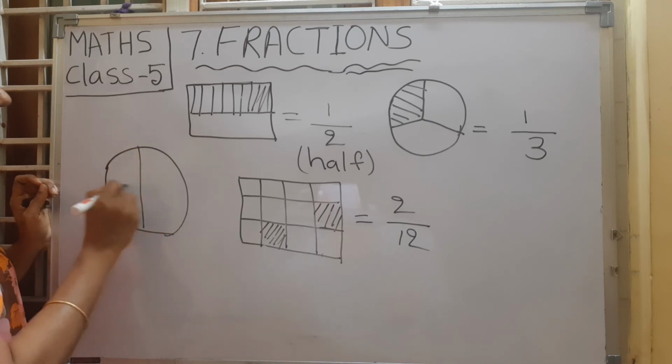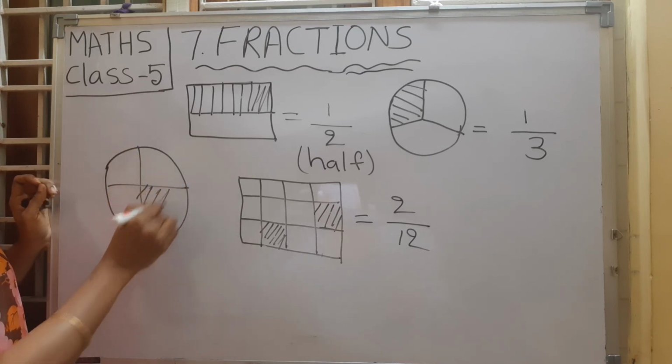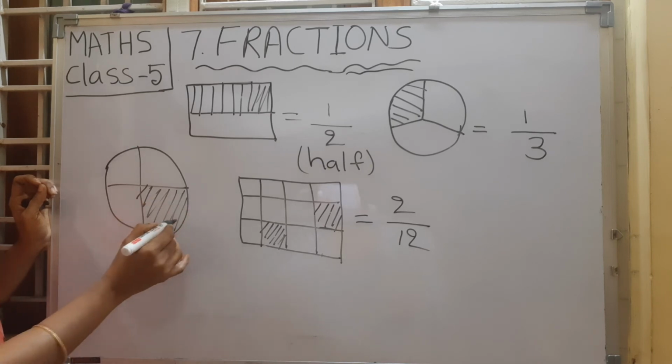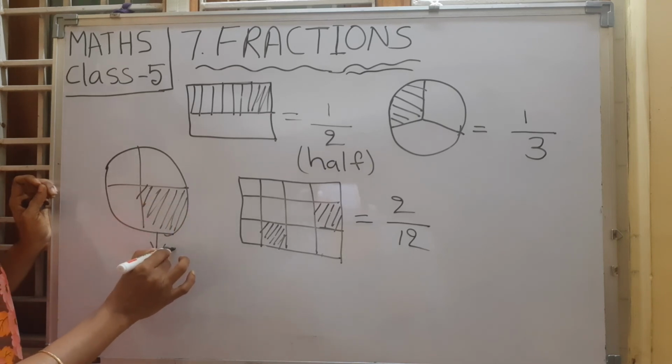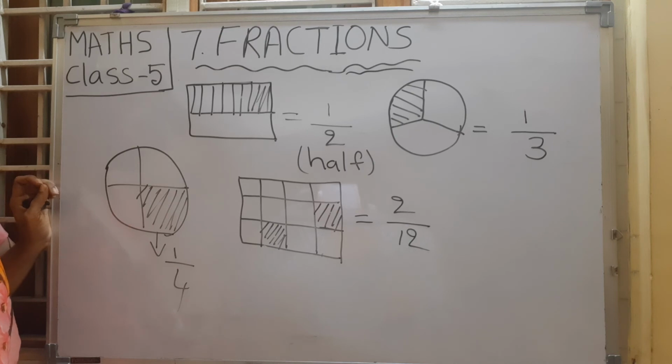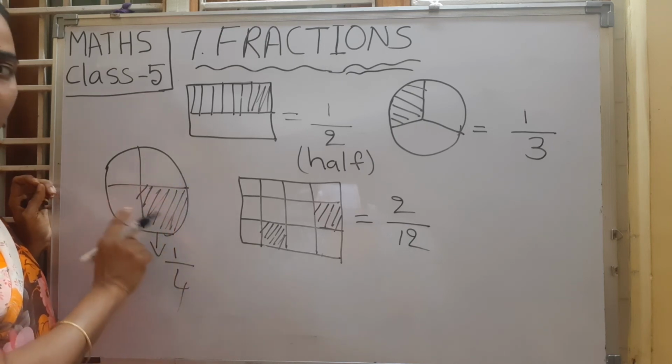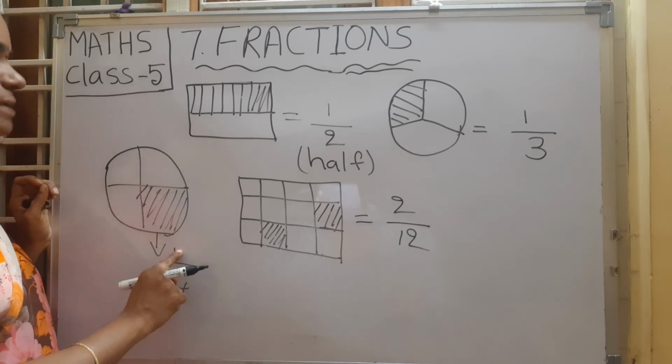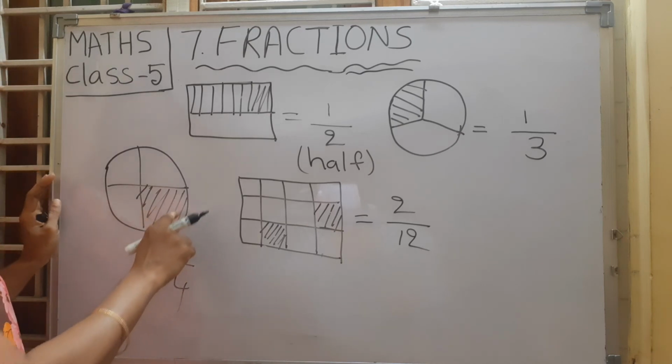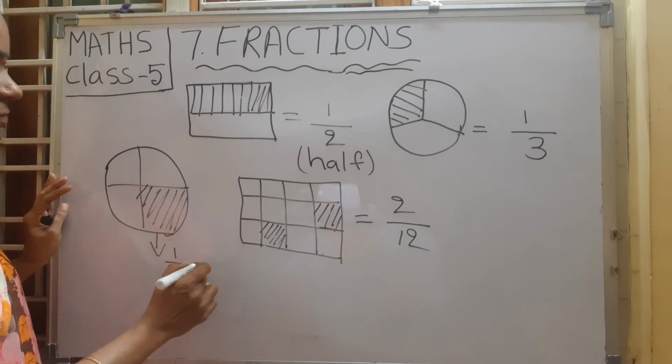So here we have 4 equal parts. Out of 4, 1 part is colored. What is the fraction for this? 1 by 4. So total 4 parts are there. Out of 4, only 1 is colored. 1 part is colored. So the fraction for the colored part is 1 by 4.